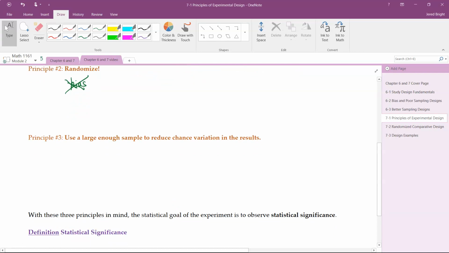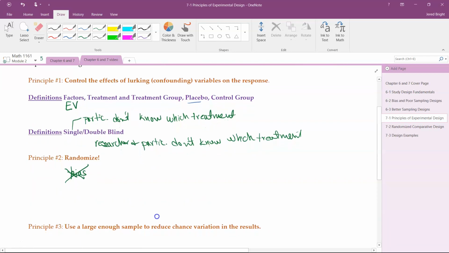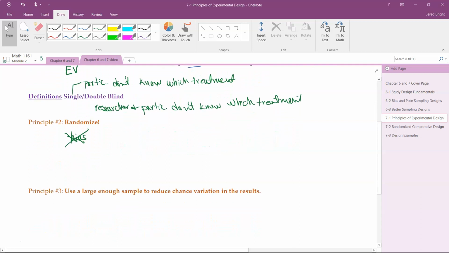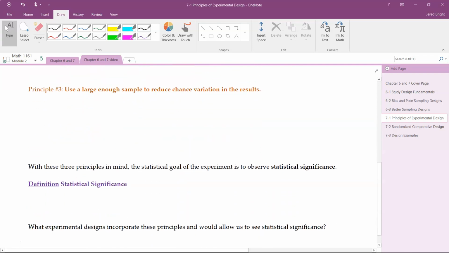Okay, and so if we can satisfy these 3 principles of controlling the effects of lurking variables, randomize whenever possible, using a large enough sample to reduce chance variation, what we hope to see in the very end is statistical significance. Okay, and this is just the idea that what we got is not by chance alone. So there's a reason we got the results we did. Okay, and so that's the idea.